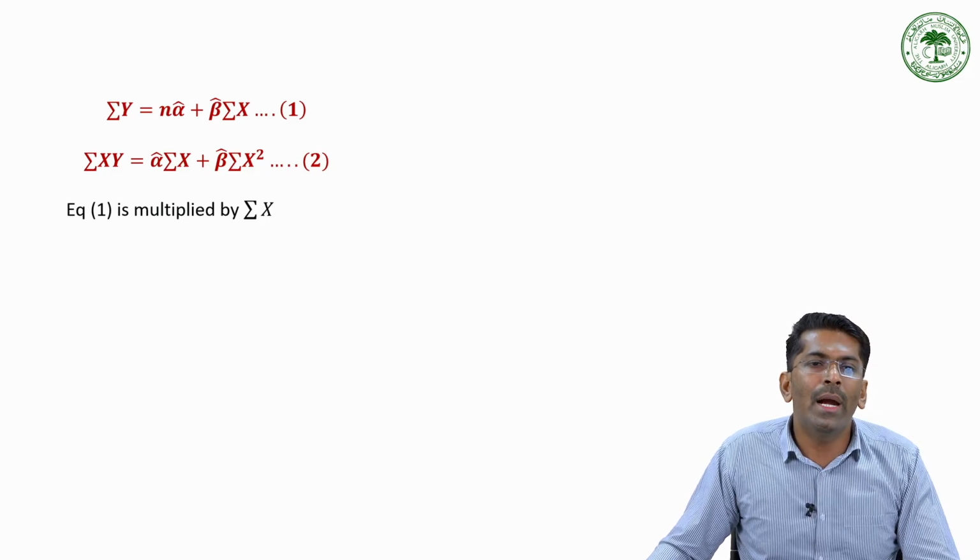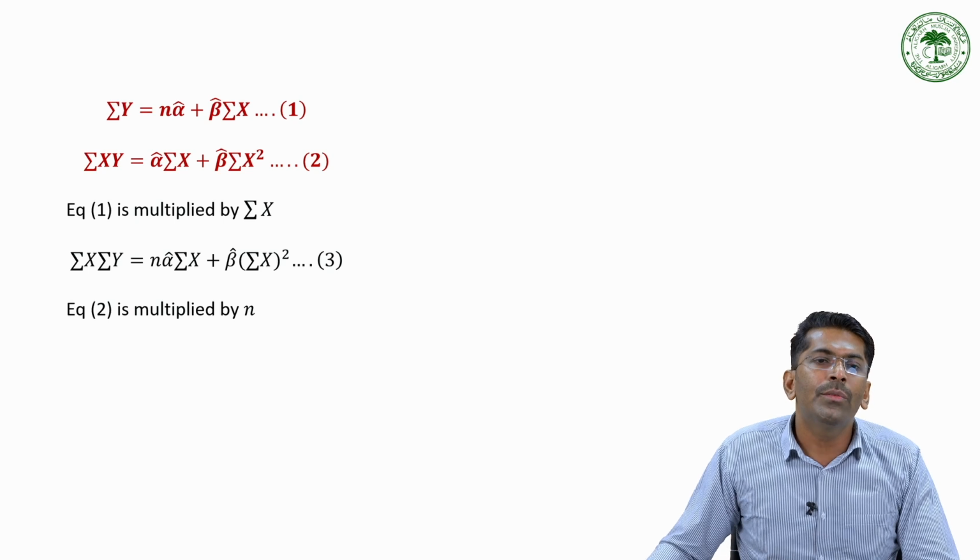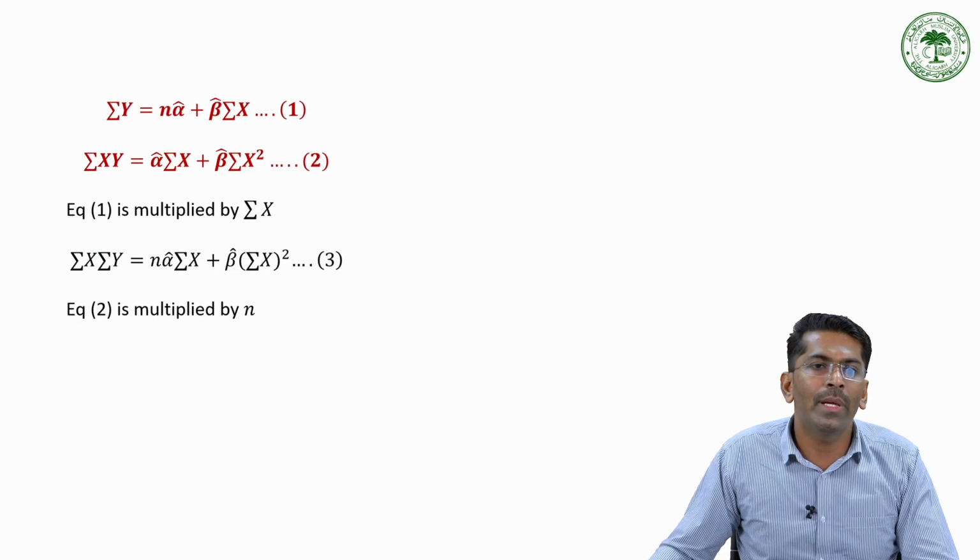So equation 1 is multiplied by sum of x. Then equation 1 will become sum of x into sum of y equals n into alpha hat into sum of x plus beta hat sum of x into sum of x, which is sum of x square. This is equation number 3. Similarly for equation 2, because I want to make the coefficient of alpha hat the same so that we can eliminate the variable, I am going to multiply the second equation by n. Here it will become n into sum of xy equals n into alpha hat sum of x plus n into beta hat sum of x square.